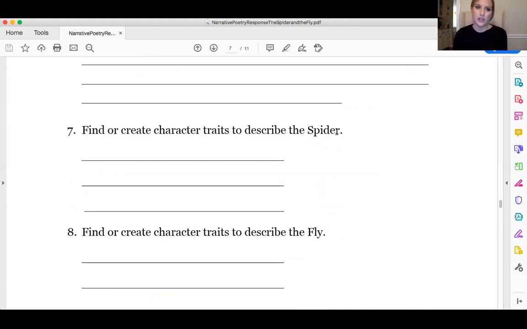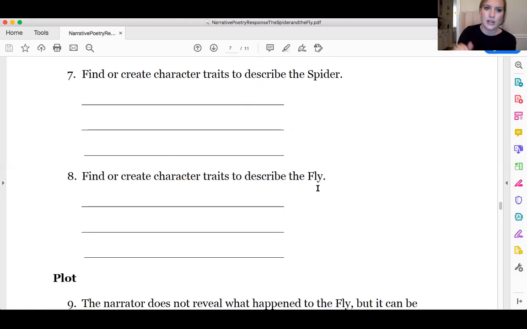Number 7 asks you to find or create character traits to describe the spider. I came up with 4. If you come up with different ones, that's okay too. For my spider character traits, I had cunning, sly, devious, and manipulative. And we'll discuss that last word, manipulative, in a bit.